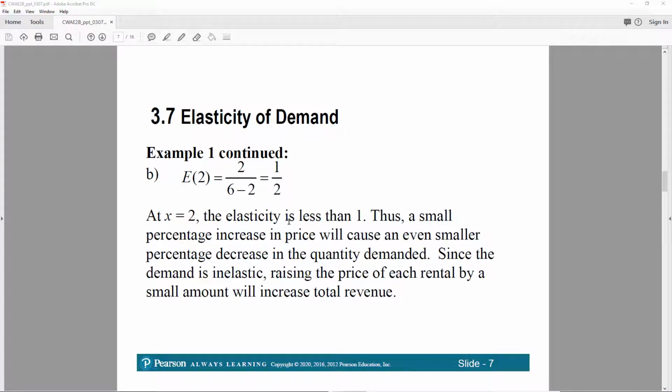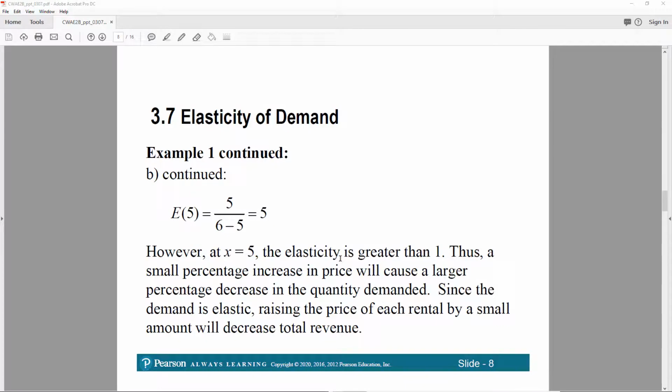At x equal to 2, the elasticity is less than 1. So that means that a small percentage increase in price will cause an even smaller percentage decrease in the quantity demanded. So in this case, just a small decrease. People will slow down in buying it. Since the demand is inelastic, raising the price of each rental by a small amount will increase the total revenue.